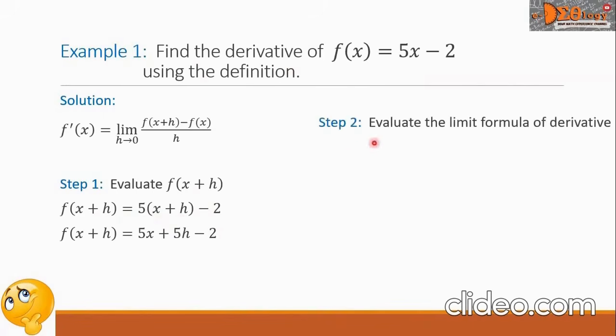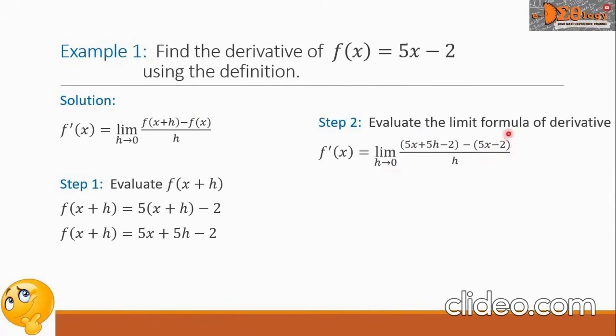For step 2, let us now evaluate the limit formula of the derivative. So we write here f prime of x equals the limit of 5x plus 5h minus 2. This comes from our step 1, and this is our f of x plus h. Then minus f of x, the given function, 5x minus 2. So we write it here, all over h, as h approaches 0.